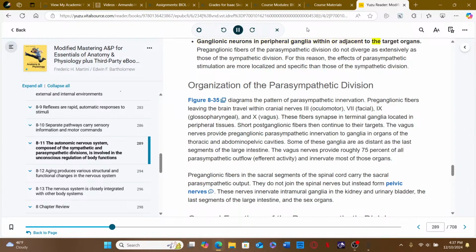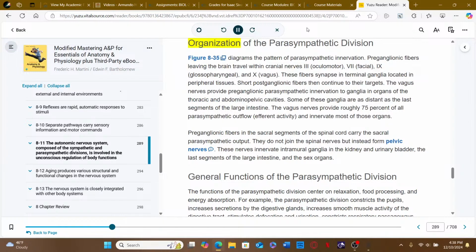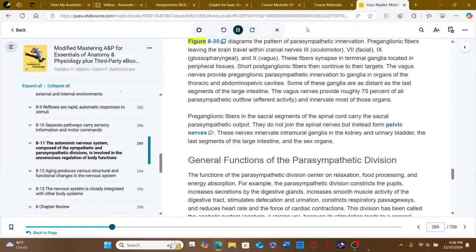Ganglionic neurons in peripheral ganglia within or adjacent to the target organs. Preganglionic fibers of the parasympathetic division do not diverge as extensively as those of the sympathetic division. For this reason, the effects of parasympathetic stimulation are more localized and specific than those of the sympathetic division. Organization of the parasympathetic division.